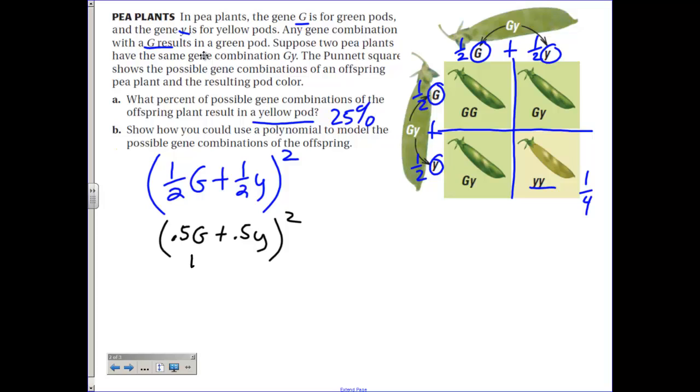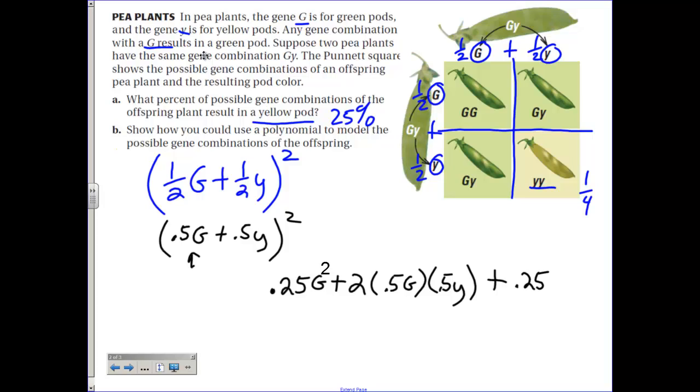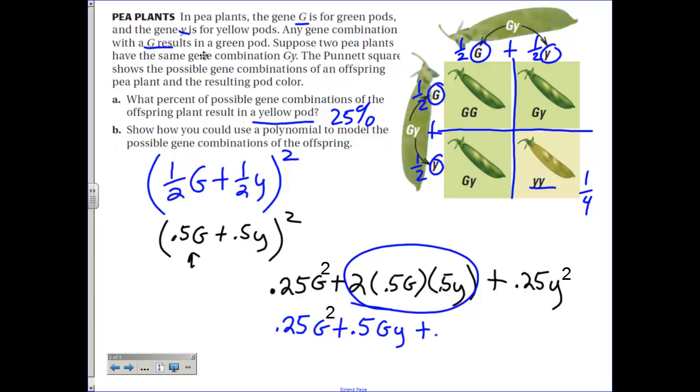So we're going to take the first one, and we're going to square it, and we get 0.25 G plus 2 times 0.5 G times 0.5 Y plus, at the end, 0.5 Y squared is going to give us 0.25 Y. Now we can multiply these out in the middle, and we end up with 0.25 G plus 0.5 GY plus 0.25 Y. And that's the answer to part B.